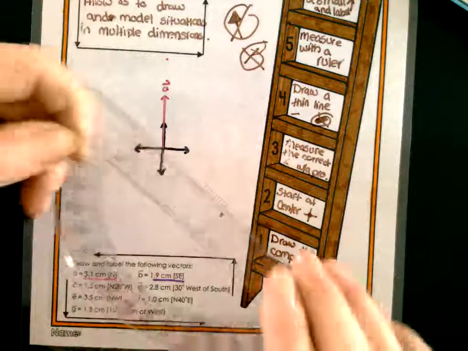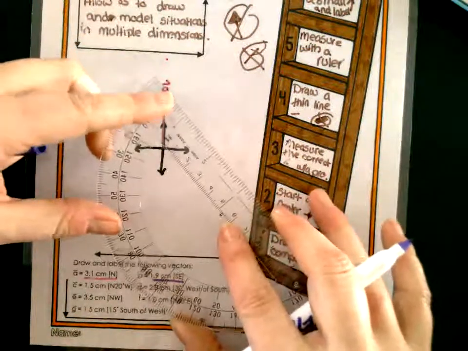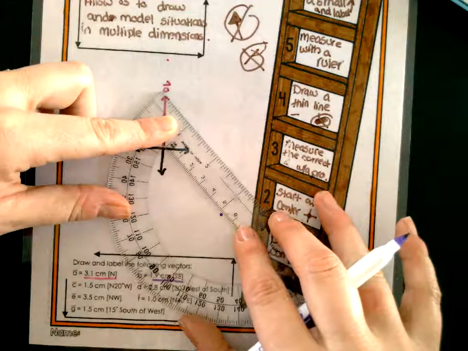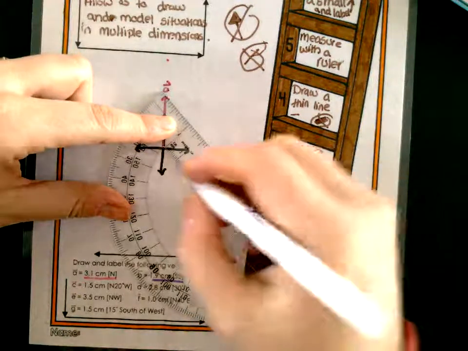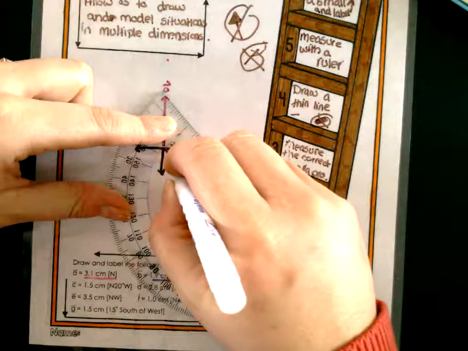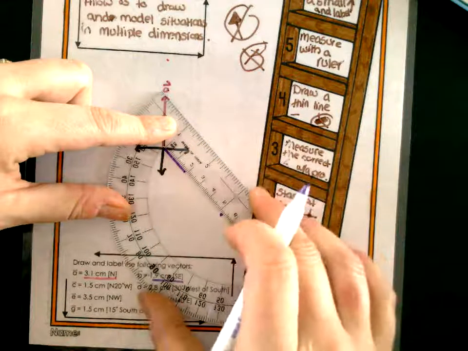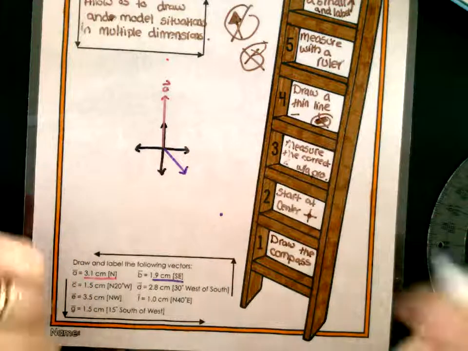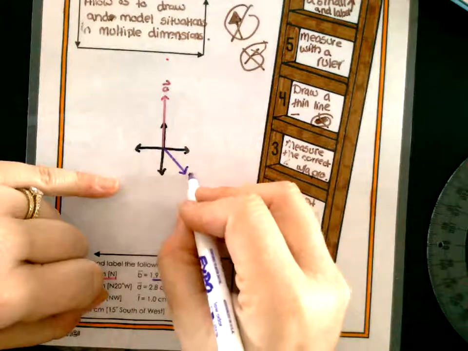So I am going to line up my protractor using the centimeter part with my vertex and my dot. I'm going to draw my line out 1.9 centimeters. I'm going to give it its arrow and I'm going to give it its name.